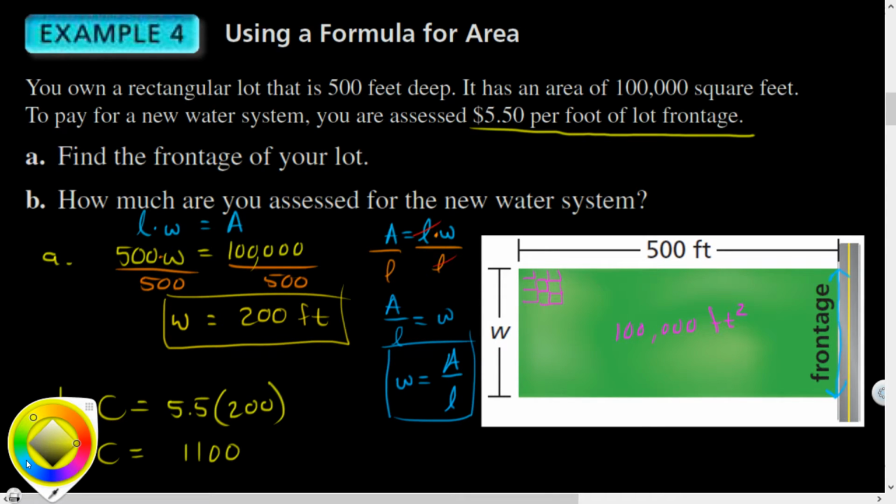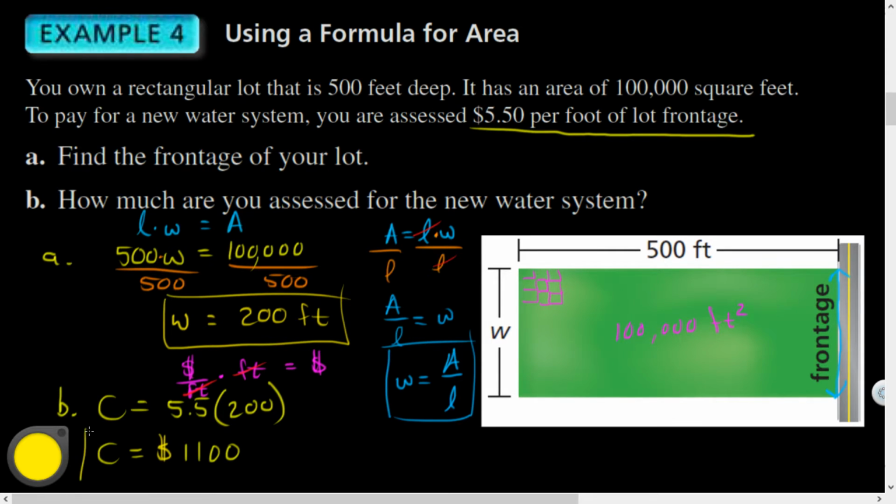Well, let's actually do a unit analysis. So this 5.5 was measured in dollars over feet. I multiplied by 200 in feet. And notice what happens here. The feet cancel out, and I'm left with dollars. So this is going to be measured in dollars. So the lot is 200 feet wide, and the cost for the water system is predicted to be that amount.